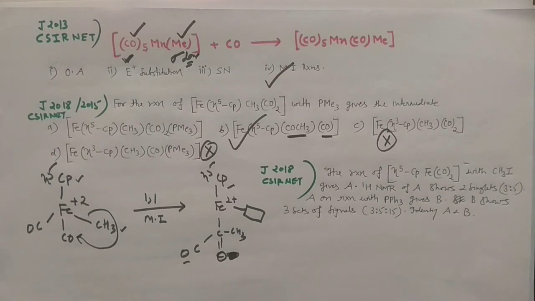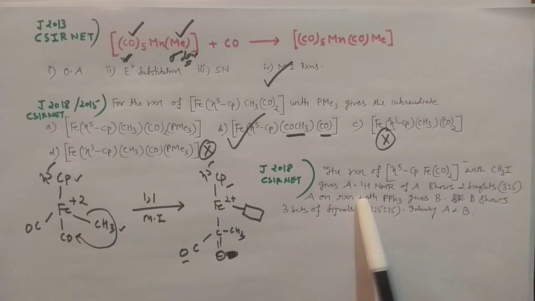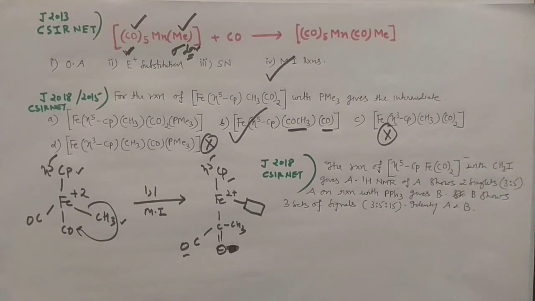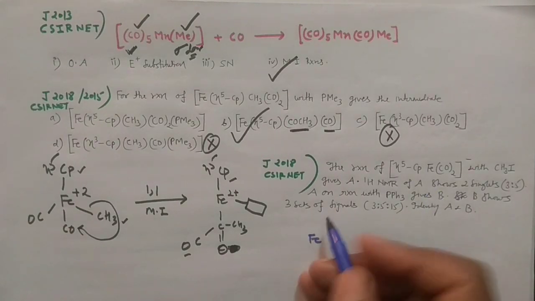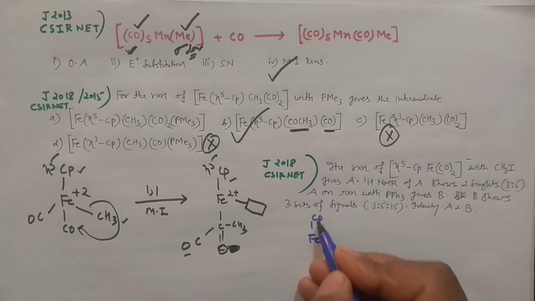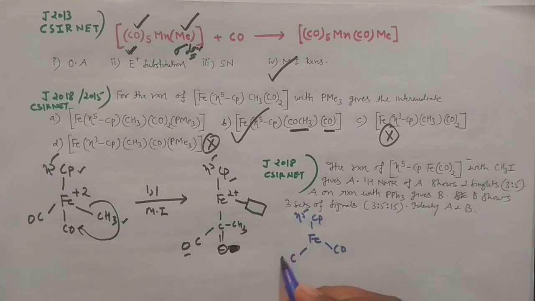And then guys, you can see this problem: the reaction of this eta 5 complex with CH3I gives A. For this again I have to draw the mechanism. I have this complex, say Fe, this is eta 5 Cp and two of this one.